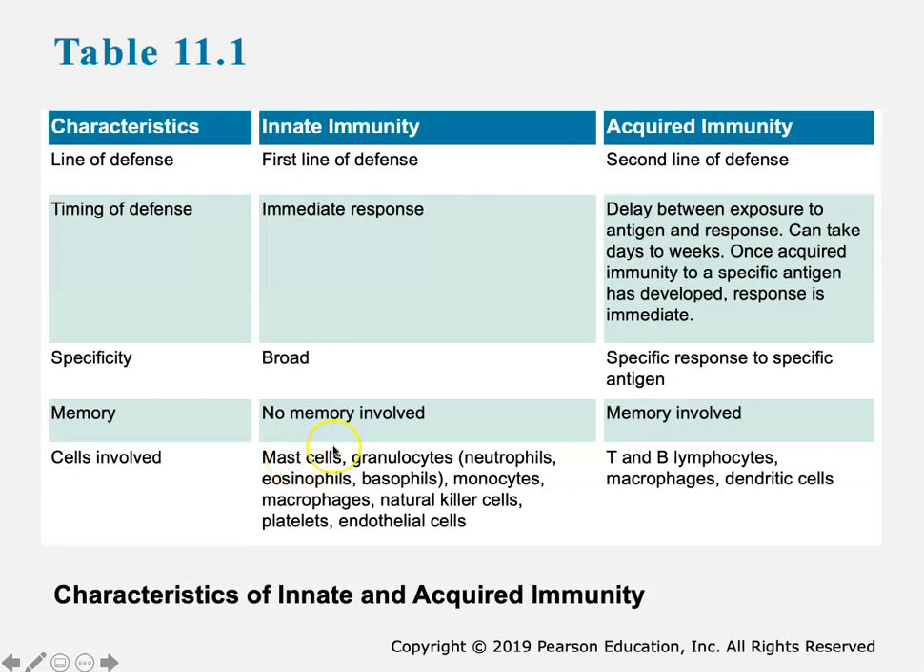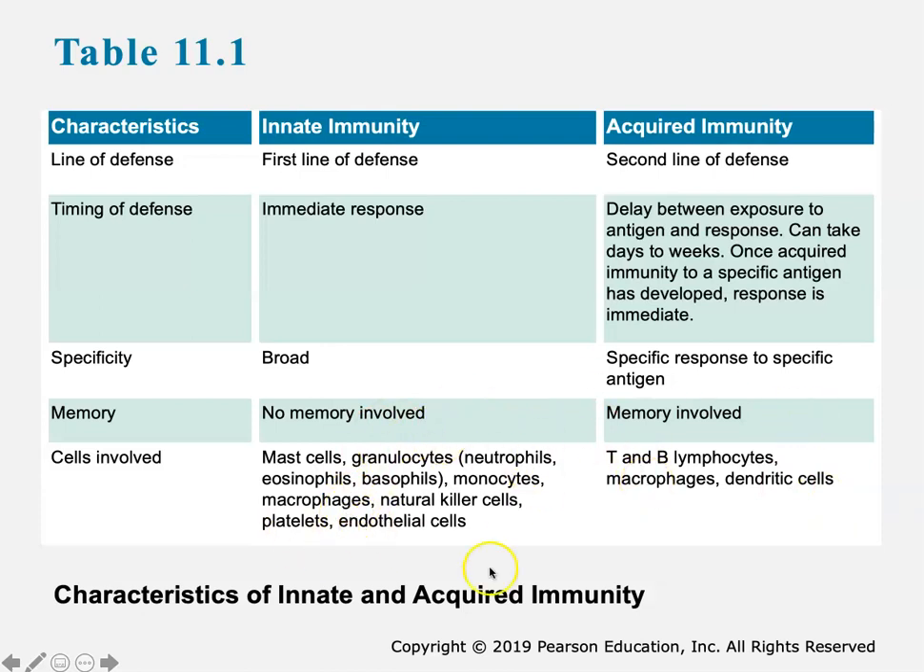Mast cells, granulocytes, monocytes, macrophages, basically any other immune-related cell is really involved in innate immunity here, okay? Again, for acquired immunity, what's unique is the B and the T cells, okay? Also the dendritic cells here as well. But you'll see macrophages are involved in both, okay?